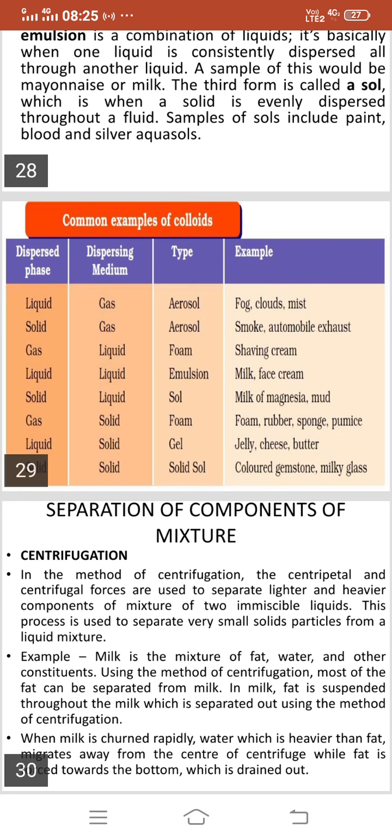The first method is centrifugation. In this method of centrifugation, centripetal and centrifugal forces are used to separate lighter and heavier components of a mixture of two immiscible liquids. This process is used to separate very small solid particles from a liquid mixture.